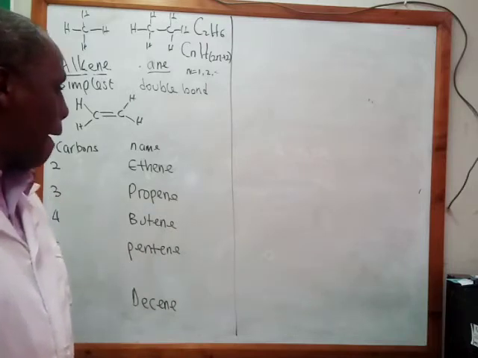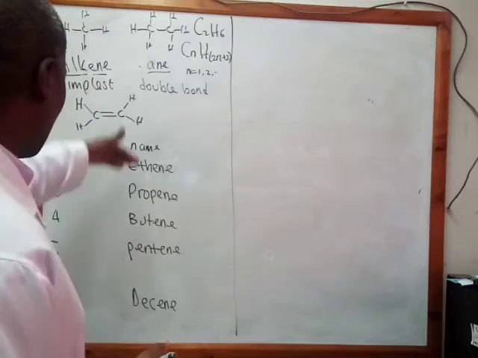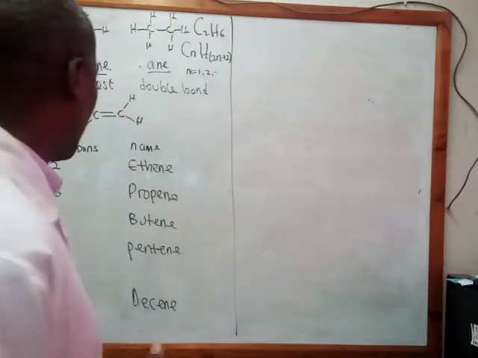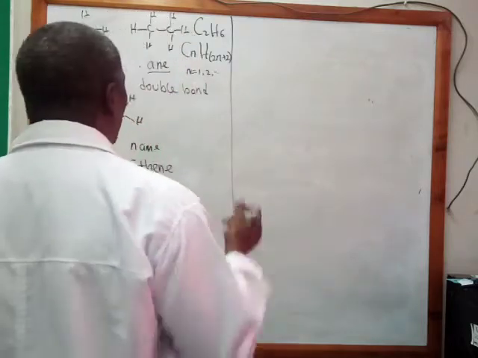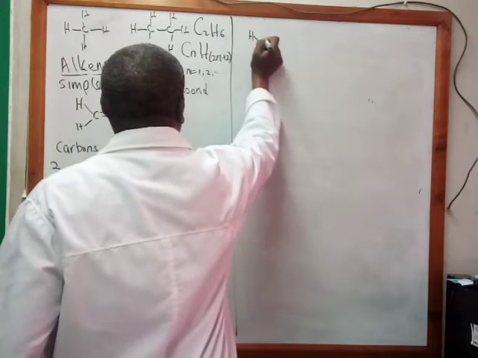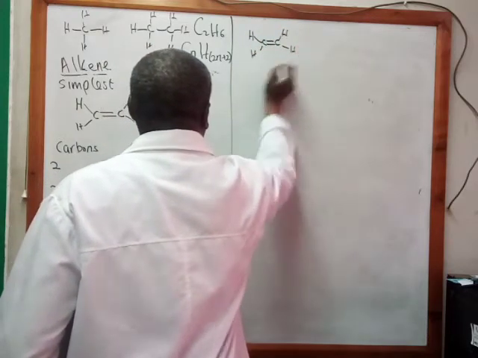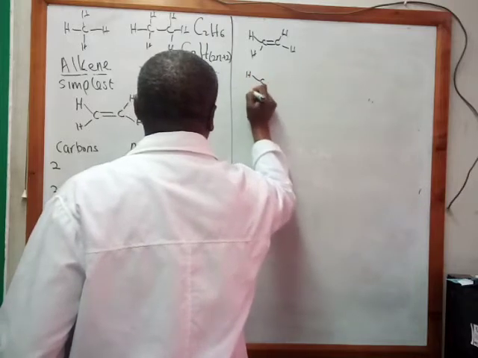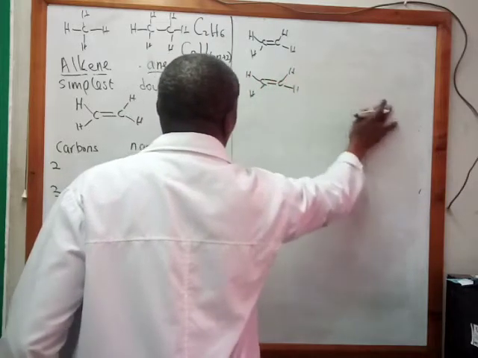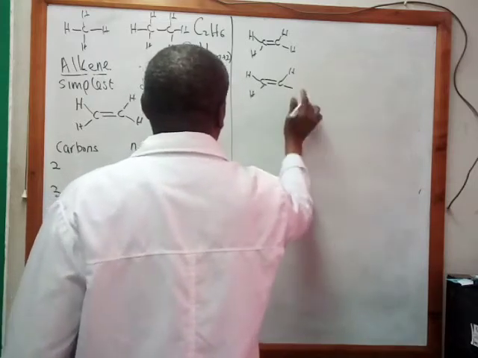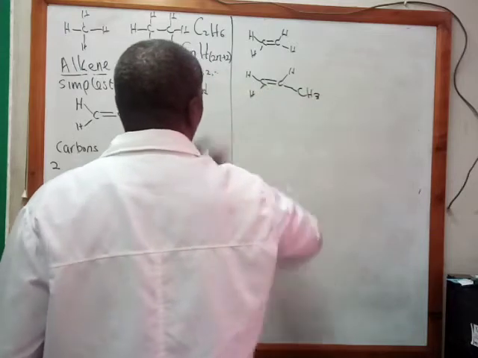So let me just try to see how I can draw some of these hydrocarbons. If you're going to have 2 carbon atoms, that will be the structure. If you're going to have 3 carbon atoms, that will be, then there will be a CH3. 1, 2, 3.